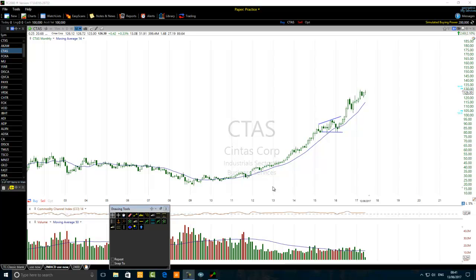Hello traders, the title of the video is how to count Elliott waves along a moving average. We want to count Elliott wave along the moving average 14. It's quite easy to count waves along the moving average 14. You can see that the moving average 14 is rising nicely here. But the financial instrument that we are about to analyze is Cintas Corporation.